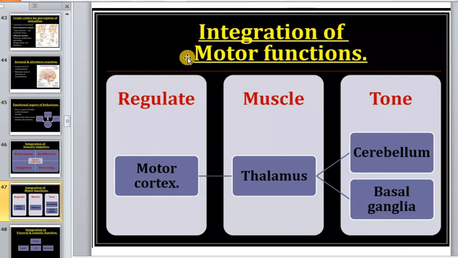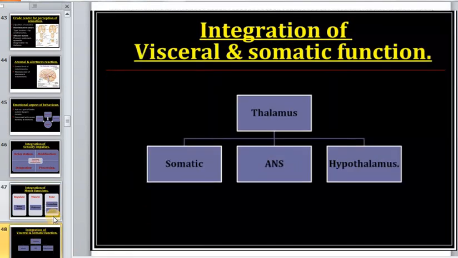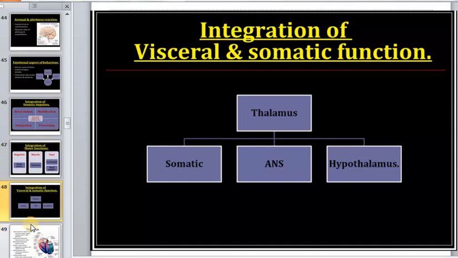Integration of the motor function is the regulation of muscle tone, and here we see the motor cortex, with connections to the motor centers in the cortex and the thalamic area. Of course, we regulate muscle tone with some nuclei in the cerebellum and basal ganglia. About 80% of the basal ganglia controls just emotion in our body.